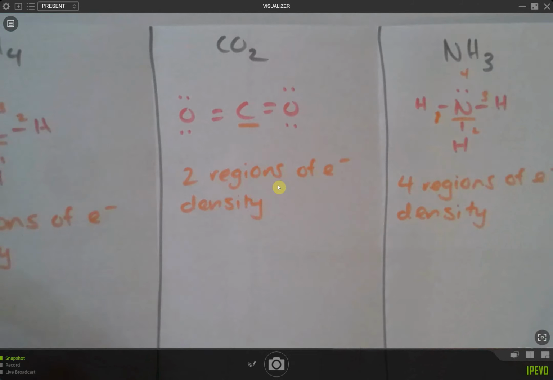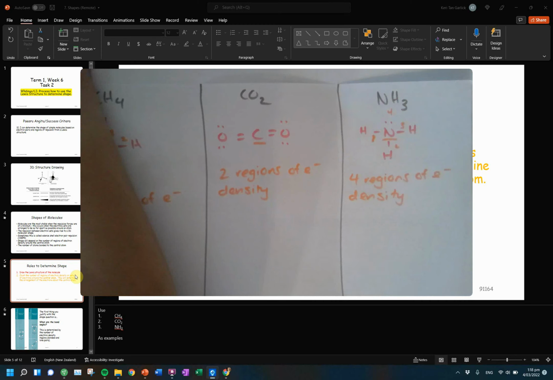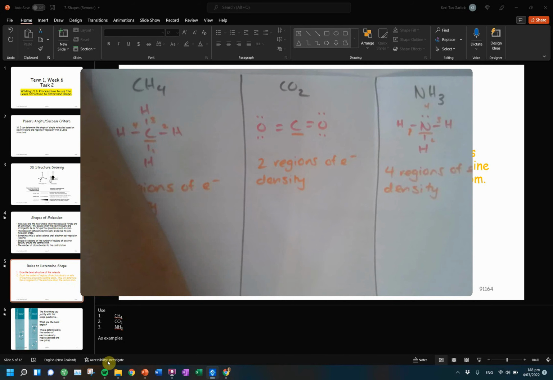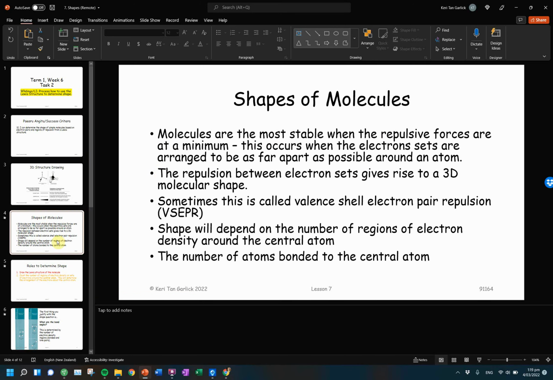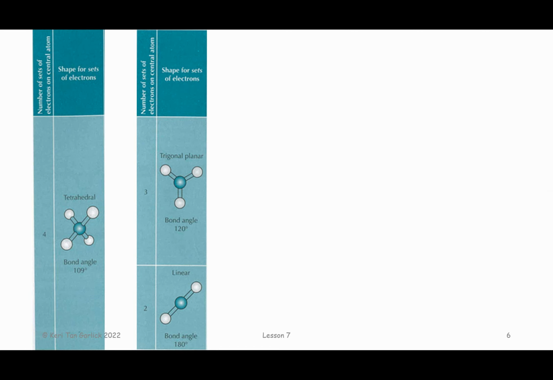Well, the reason why we are counting regions of electron density is because those regions of electron density are going to try to repel, so that way they're the maximum distance apart to minimize that repulsion. So that goes back to what I was saying with the shapes of the molecules and that VSEPR theory. That will then determine the bond angle for those molecules.